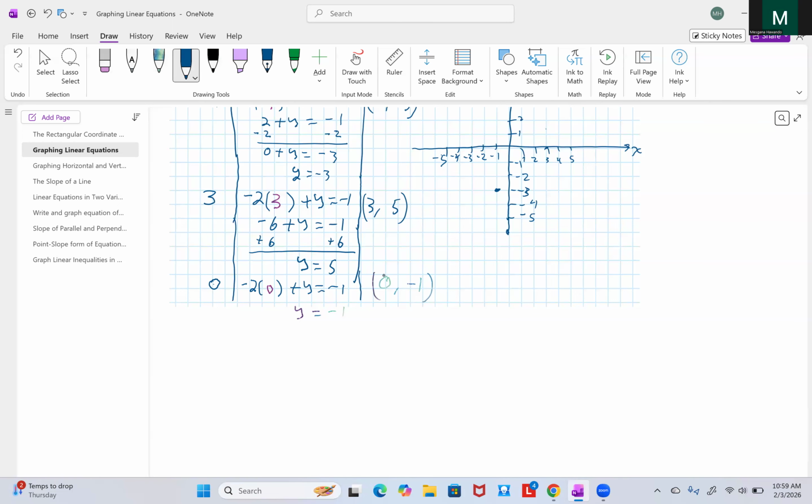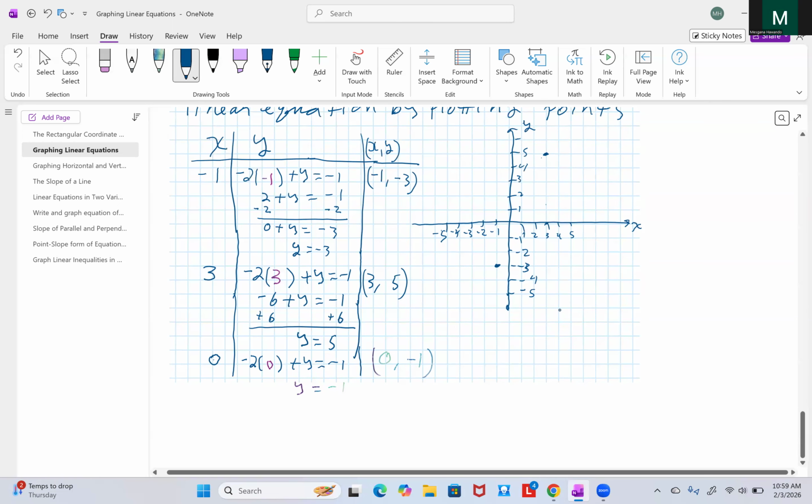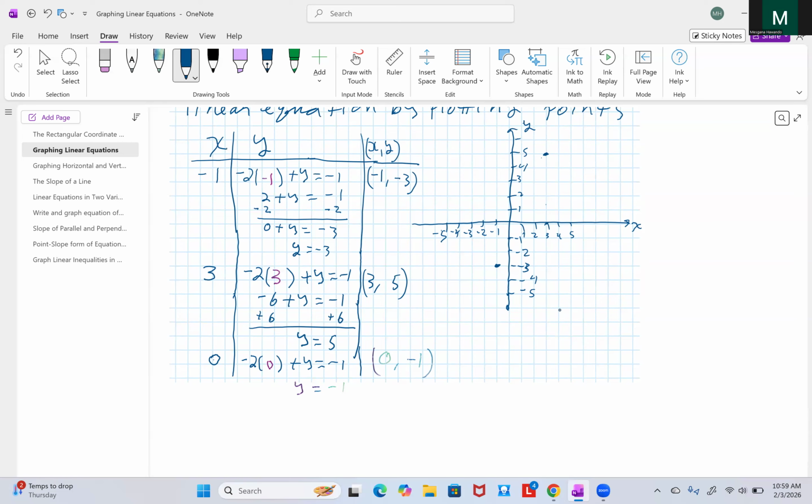So when we put this point on the rectangular coordinate system, is it collinear? Are these 3 points collinear? That means, are all these 3 points in a straight line? If they are in a straight line, that means we confirmed that we didn't make a mistake with the first 2 points, so we can connect the 3 dots and draw a line. Let's say our third point came out to be out here.